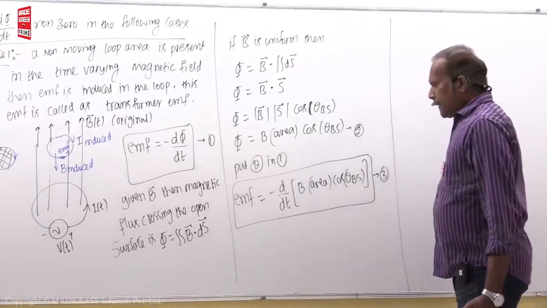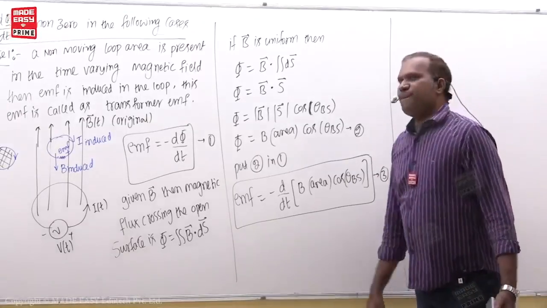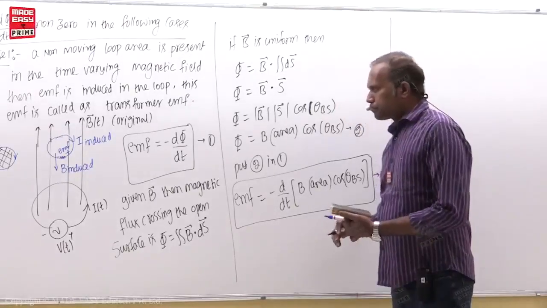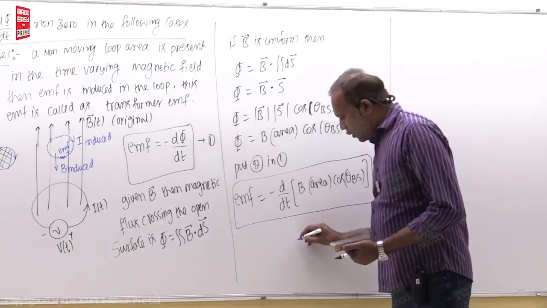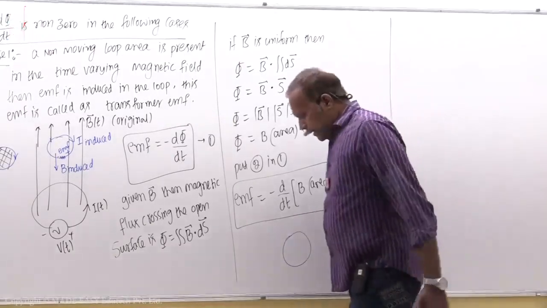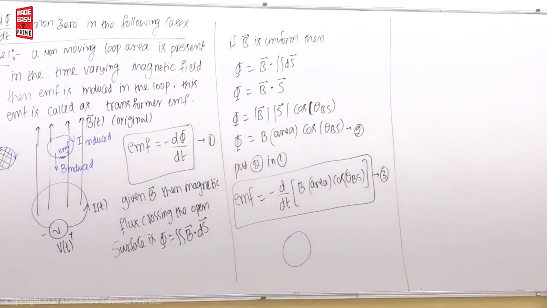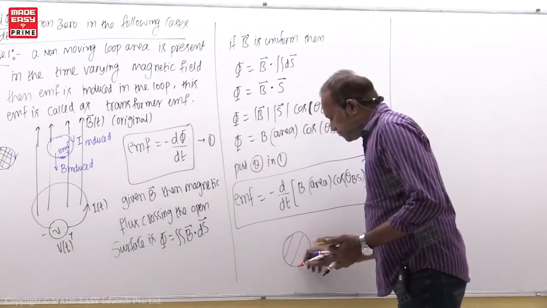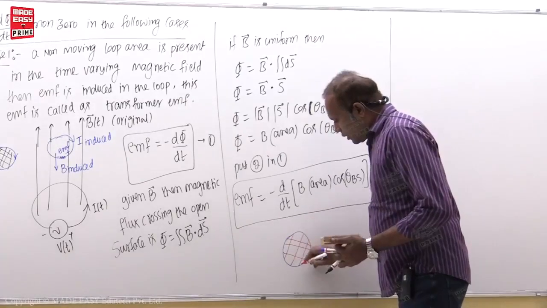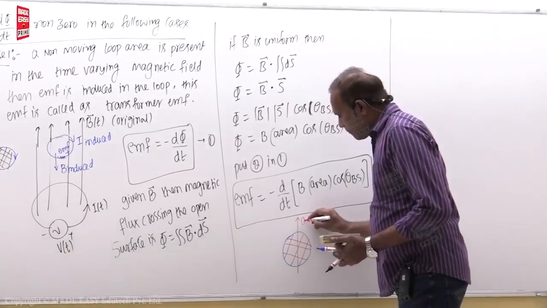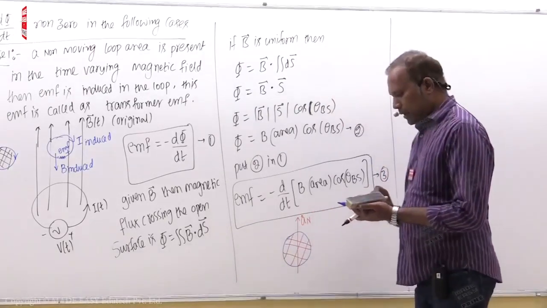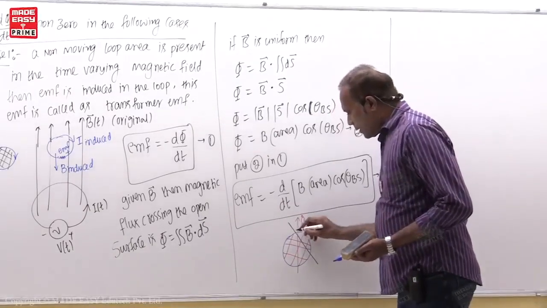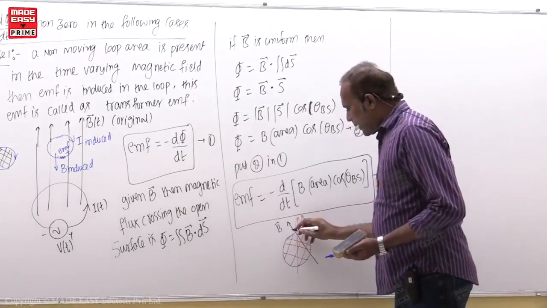For this, I am drawing a diagram here. For example, here there is one loop like this. Inside this loop, one area is there. This is that area. Now the normal unit vector to this loop is like this, n cap. Now there is a B bar, and that B bar makes some angle with this. So theta BS is this.